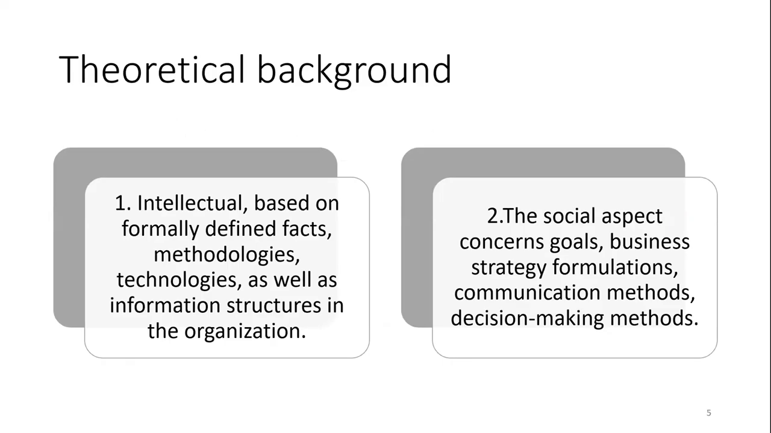The existing library of symptoms of IT business misalignment is widely discussed in the literature. However, most of the ideas are based on the intellectual aspect of alignment, but the social aspects are difficult to overestimate. If we have a well-structured and formally defined approach, it's easy to align the organization.